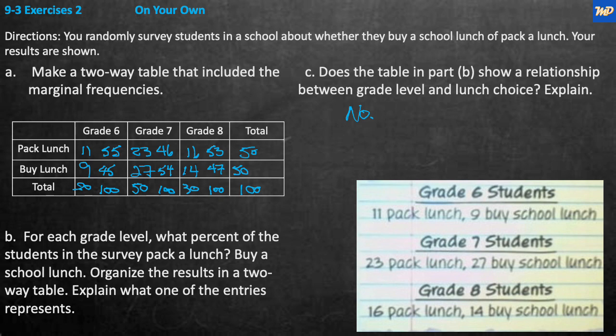So the buy lunch kids in sixth grade are a little less than half, in seventh grade a little more than half, and in eighth grade a little less than half. So when you get right down to it, there's no relationship. They're all about 50%. So there's no relationship.